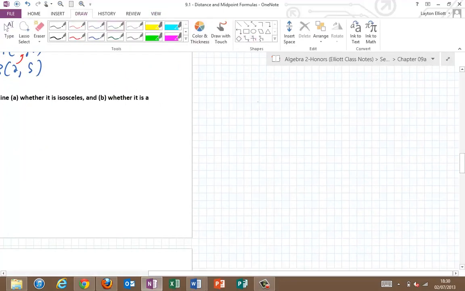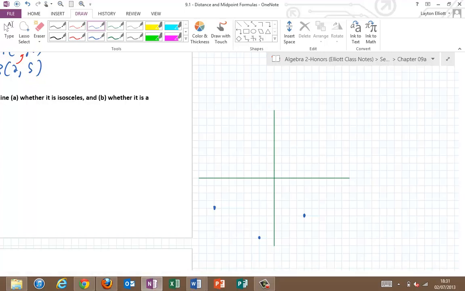Let's draw a grid. And if I do the point 4, negative 5, and negative 2, negative 8, and negative 8, 4, then I have a triangle. Okay, question: is it an isosceles triangle? And if it is, let's connect the different pieces of this. From a visual you can see it's probably not an isosceles triangle, but let's go ahead and prove it.